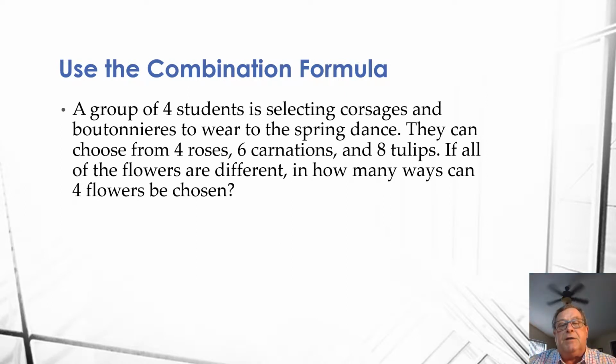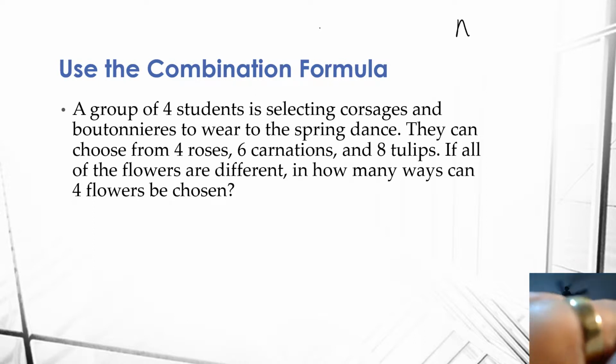With a combination, it's very similar. We have a certain number of items to choose from. We're going to make a certain number of choices, but the order in which those choices are made is not important. And we have a similar formula for combinations, but it does have a difference to it.